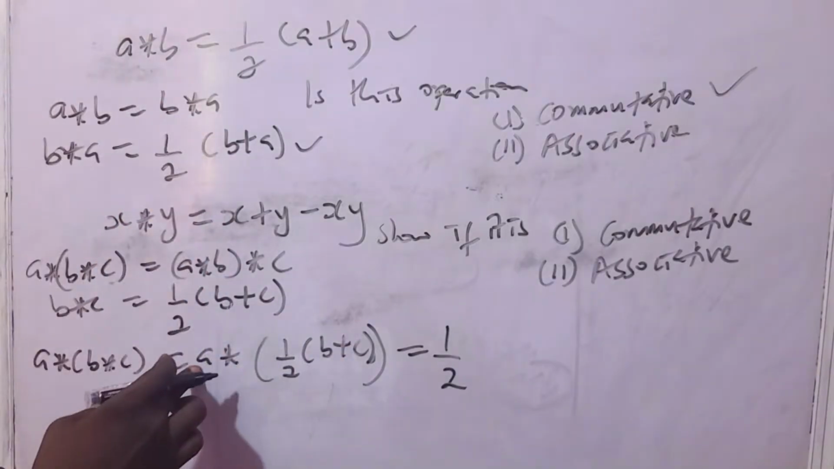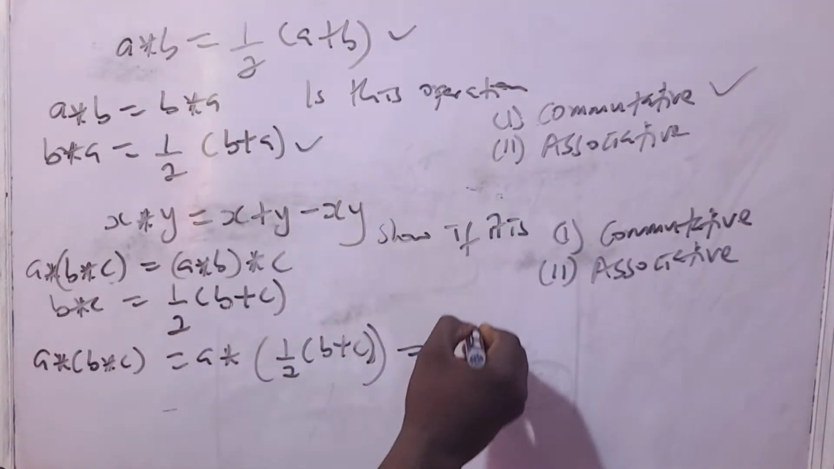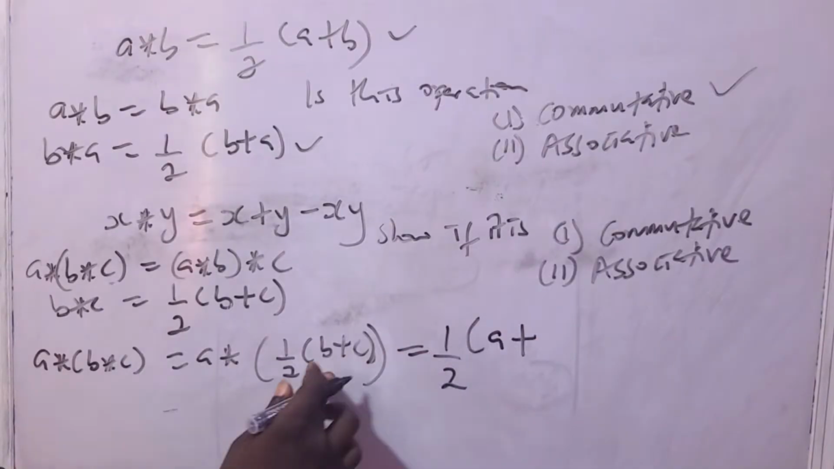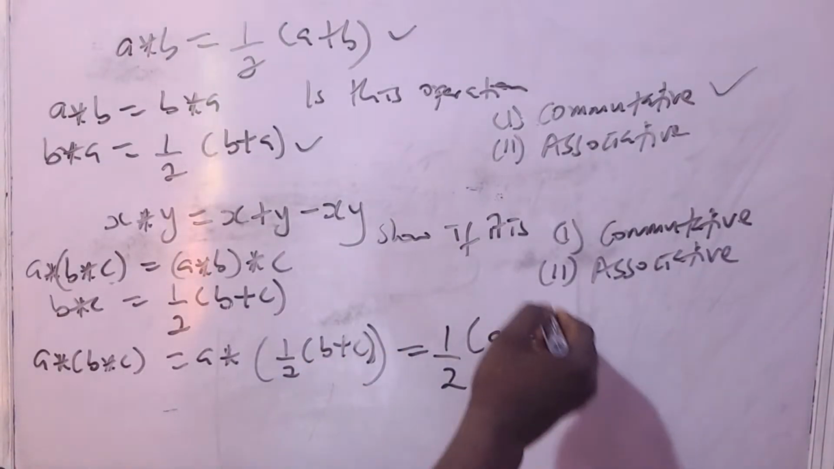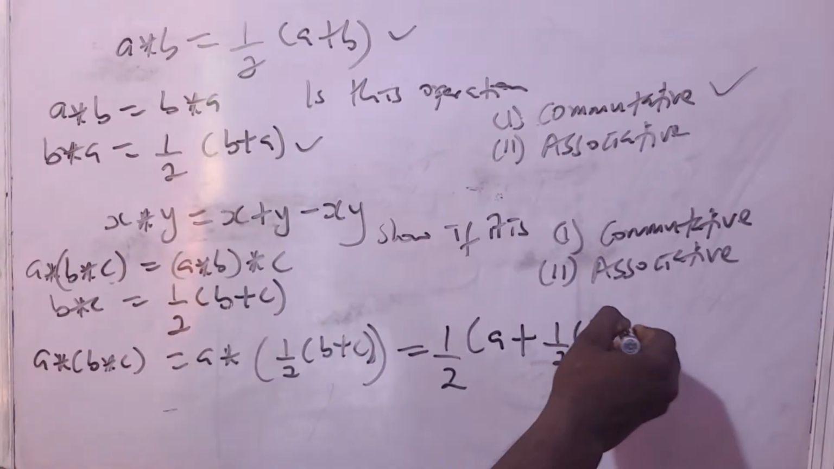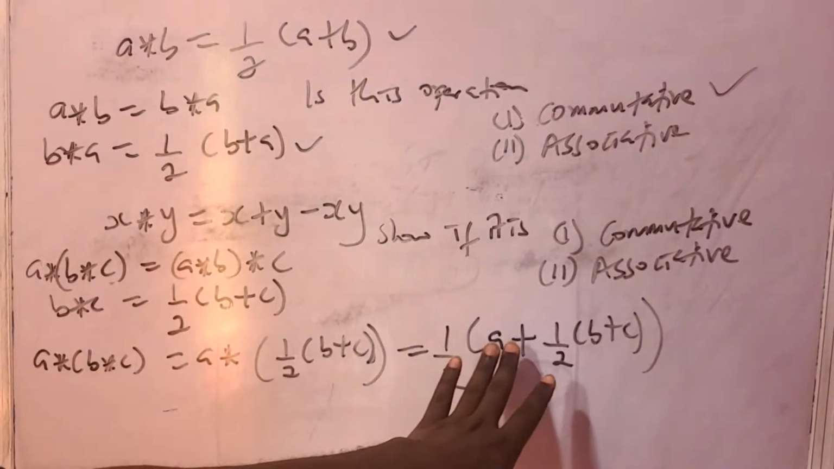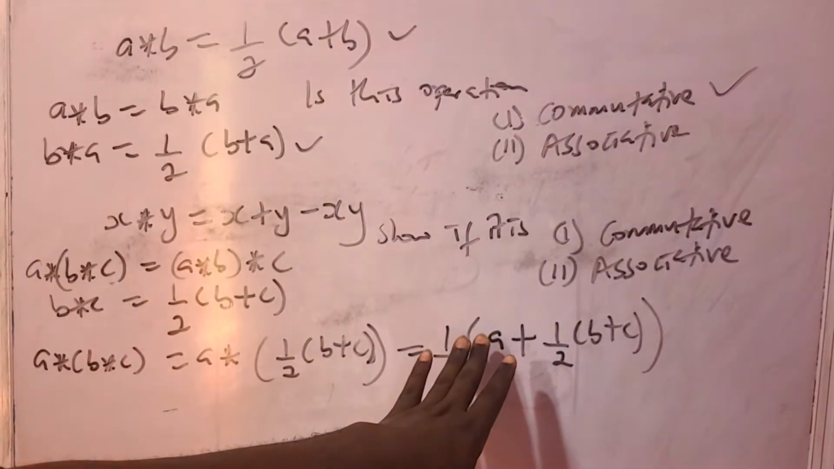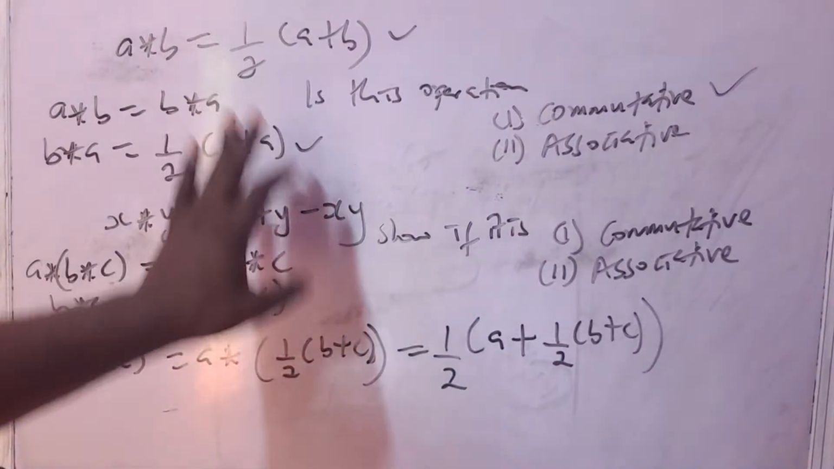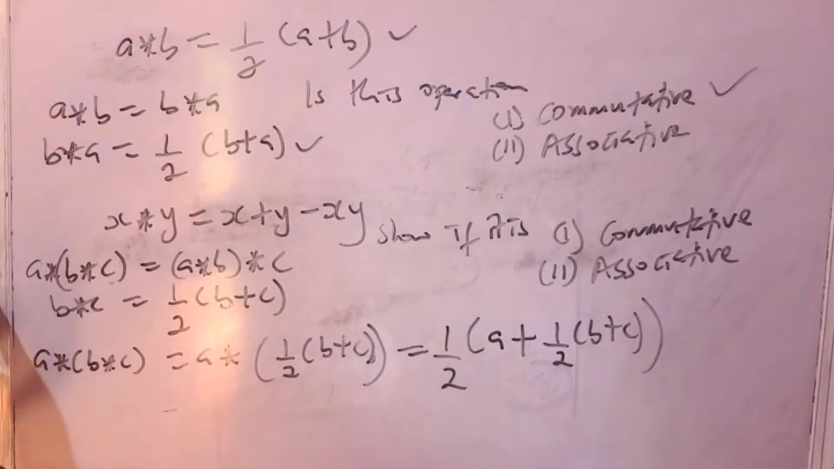A is still A here. So that will be 1 over 2, your A is still A, that will be A plus, now your second will be 1 over 2 (B plus C). This is it. So this is how you tackle the answer for this left hand side. This is the answer.